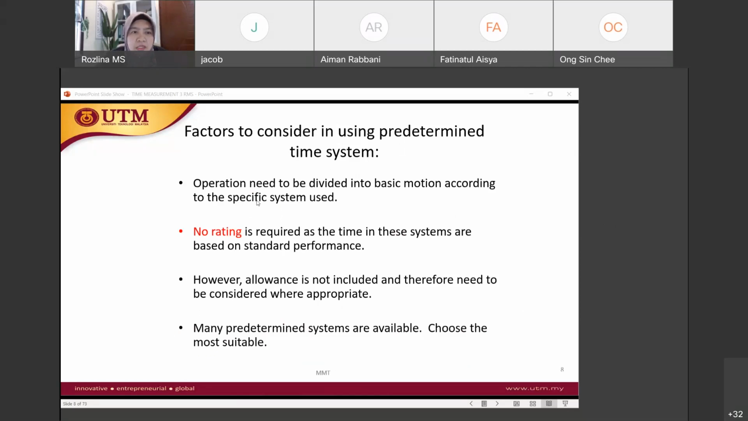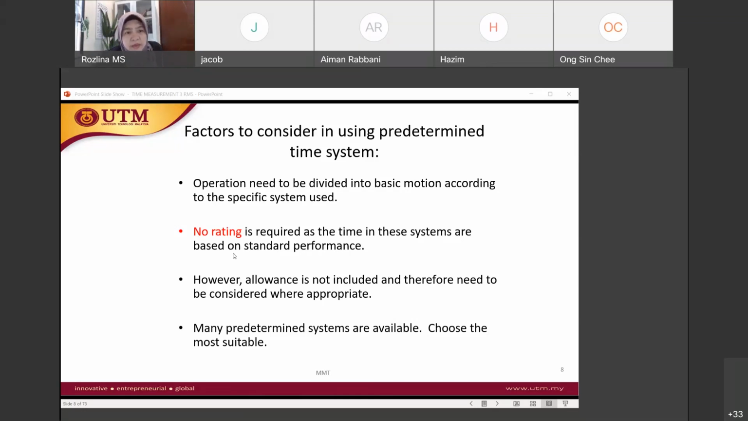Factors to consider in using predetermined time systems: operations need to be divided into basic motions according to the specific system used. No rating. Before this, in our stopwatch study, we have rating, right? What is rating? Rating analyzes and compares the performance of the operator with the analyst's concept of normal time. It is to look at the performance of operators because there is a difference. Sometimes operator A is more efficient compared to operator B. So we have the rating.